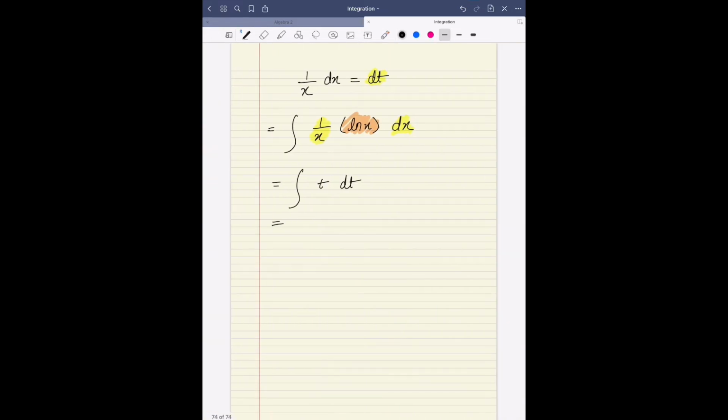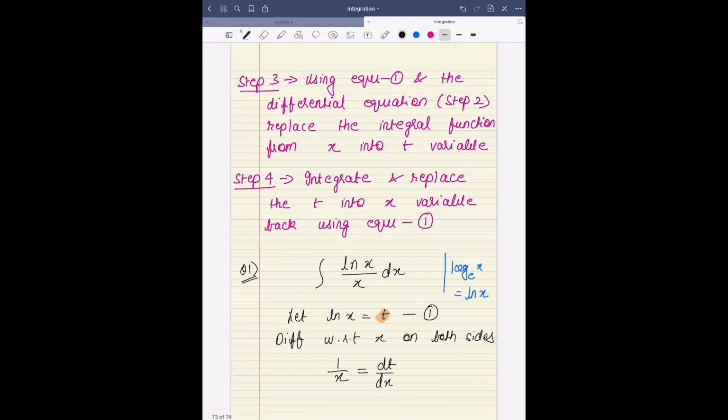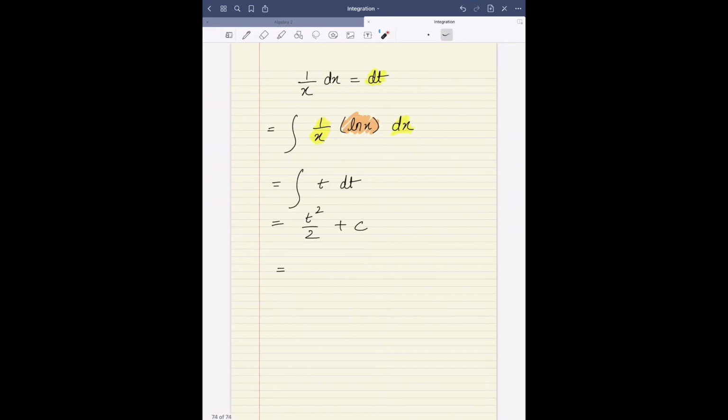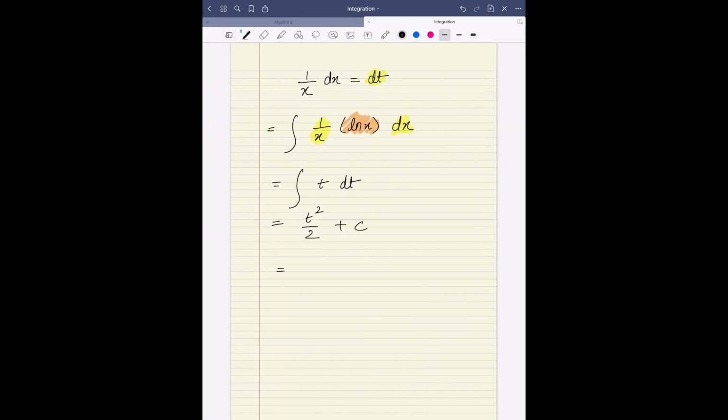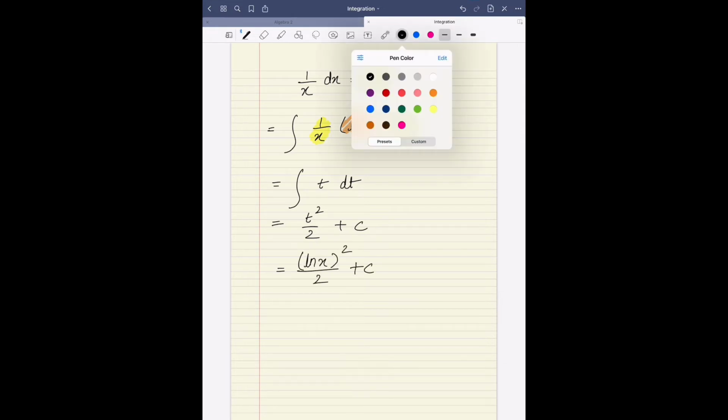Step 4 simply says integrate and replace the t into x variable again. So let's integrate first. This is pretty simple. Integral of t dt will be t square by 2 plus c. And the last step, and the most important, people forget this, replace the original function, because the question was asked in x variable. It wasn't asked in t variable. So what is t? T is nothing but ln x. So substitute ln x back in place of t.